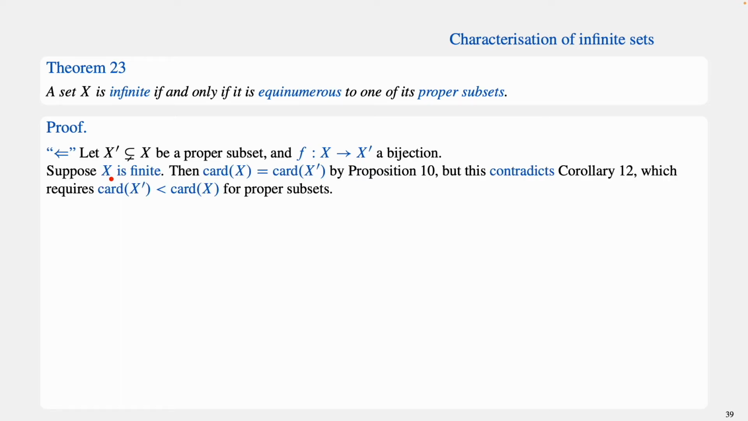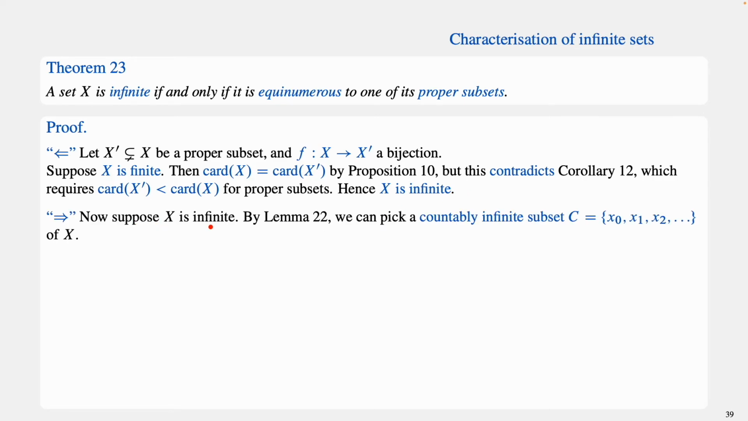Now suppose X is finite. Then, by proposition 10 that we had before, X and X prime have the same cardinality because there's a bijection. And proposition 10 on finite sets said that finite sets that are bijective to each other have the same cardinality. But this contradicts our corollary 12 on finite sets, which says that a proper subset has strictly smaller cardinality than the full set. So we have a contradiction to the assumption that X is finite, and this means that X must be infinite.